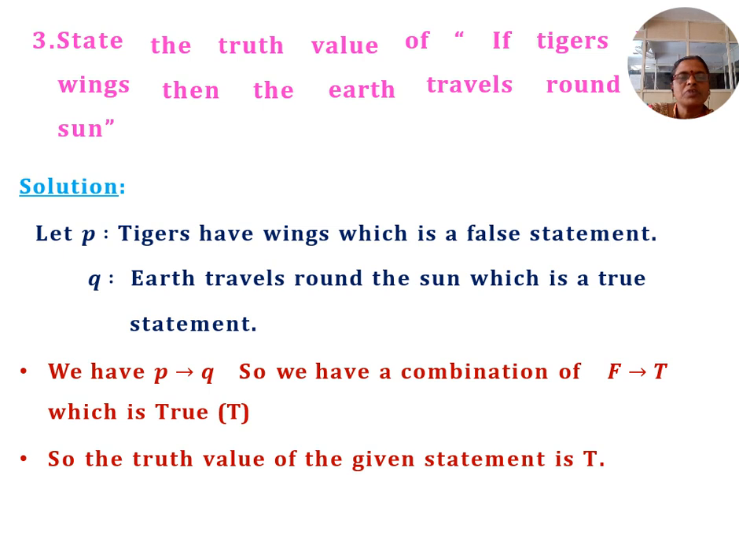So P implies Q. Recall the truth table. For P implies Q, if the second is false and the first is true, it will have the truth value false. Otherwise, it will take the truth value T. Here, the second is a true statement and the first one is false. Therefore, the truth value assigned here is true.